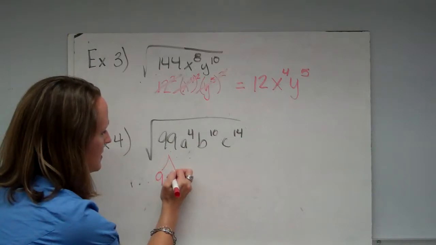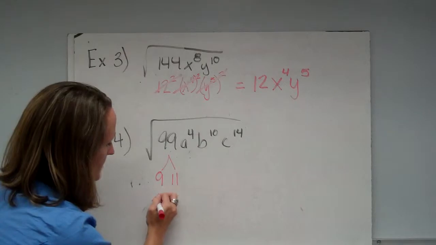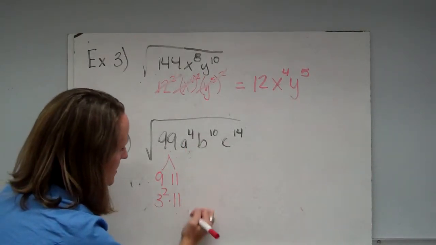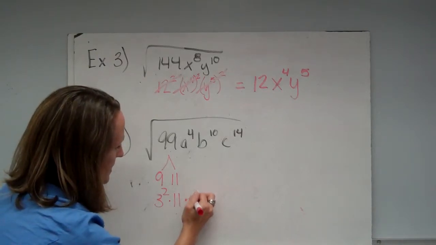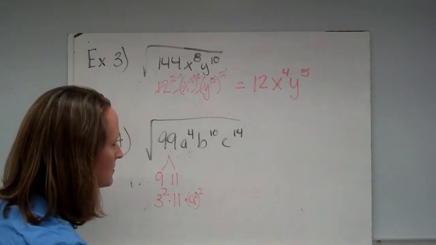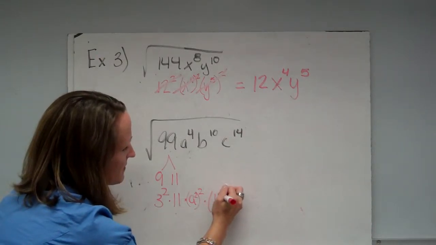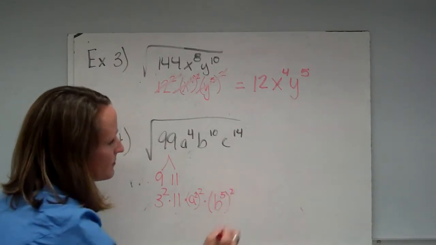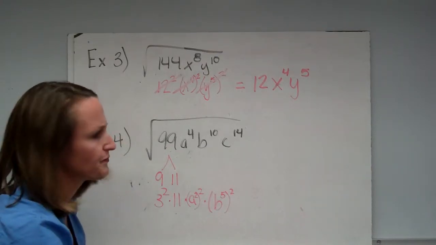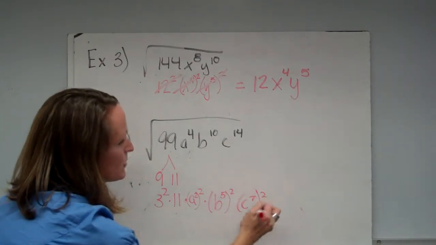99 is the same as 9 times 11. And of course we know that 9 is 3 squared. A to the 4th is the same as a to the 2nd squared. B to the 10th is the same as b to the 5th squared. And c to the 14th, well, that's c to the 7th squared.